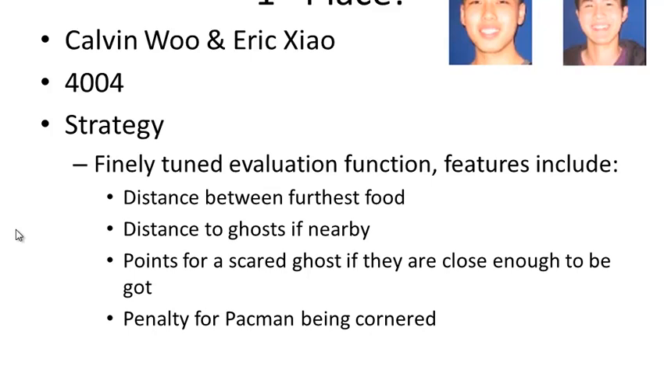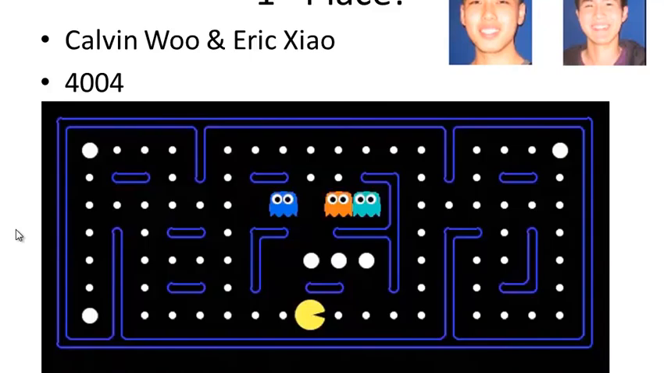Strategy: finely tuned evaluation function. Features include distance between furthest foods, distance to ghost if nearby, points for a scared ghost if they are close enough to be gotten, and a penalty for Pac-Man being cornered. All right, let's see if this one's equally entertaining.